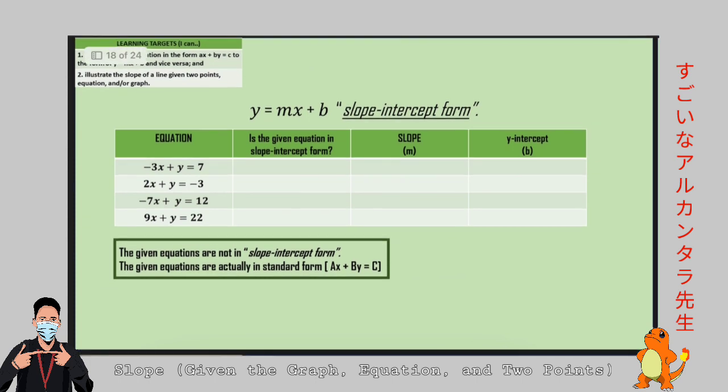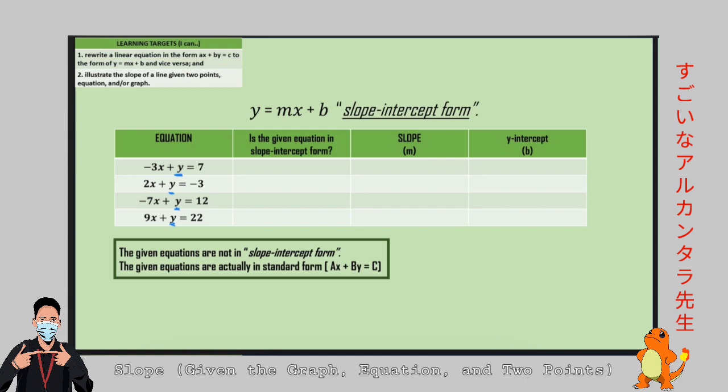So let's say that we have here the examples. Negative 3x plus y is equal to 7. 2x plus y is equal to negative 3. Negative 7x plus y is equal to 12. 9x plus y is equal to 22. To give you a heads up, the ones that I'm going to show here are just one-step solutions. For other cases, you might need to apply the division property, but again, it depends on the example. As you can notice here in the given examples, the y's are already alone. There is no numerical coefficient there, so there's no problem.